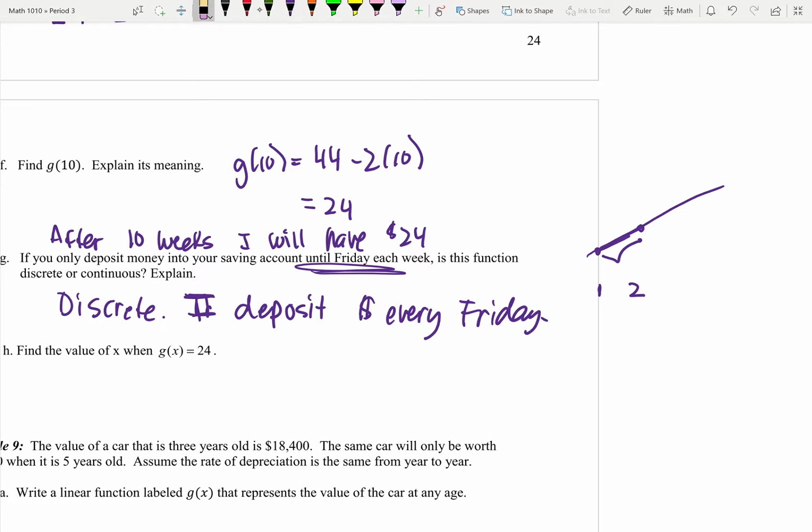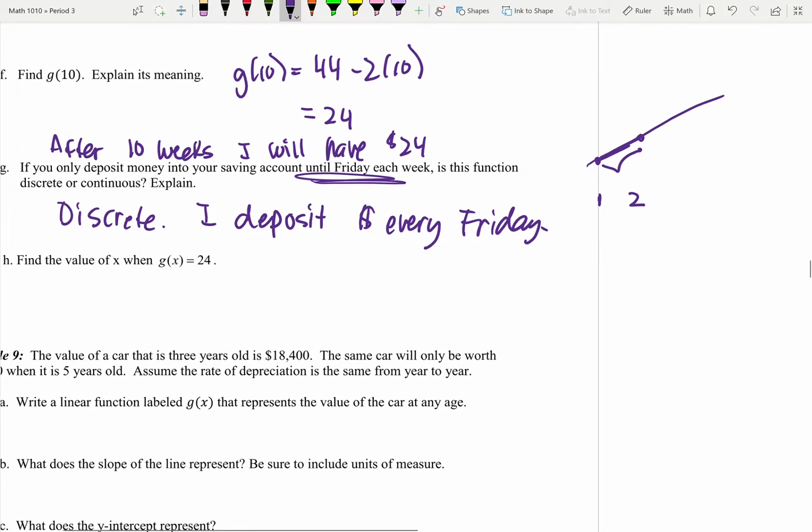Okay, question H. I'm so sorry this is taking long and I'm thanking you so much for staying. Find the value of x when g of x is 24. So everybody go 24 equals 44 minus 2x. Pull your 44 over. Negative 2x equals negative 20. Divide by negative 2, x is 10. That means after 10 weeks I have 24 bucks. Okay, so there it is.